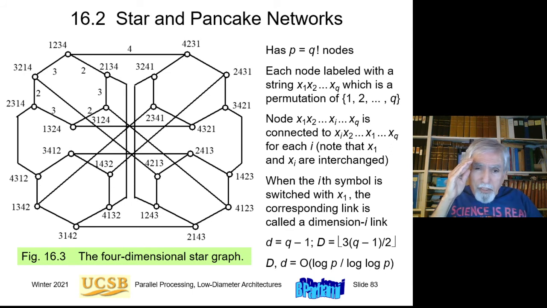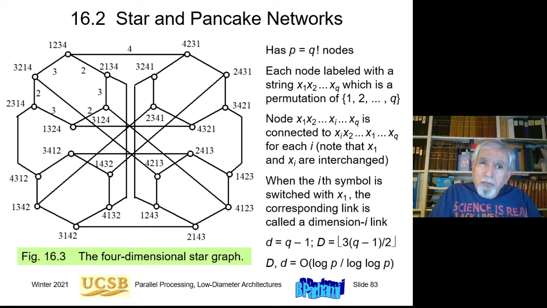So what is the connectivity rule? The connectivity rule is like this. Two nodes are connected if the label of one can be derived from the other one by switching the position of the first symbol and one of the other symbols. Okay, so if I switch the positions of 1 and 2, I get 2, 1, 3, 4. That's one neighbor of that node. If I switch the positions of 1 and 3, I get 3, 2, 1, 4. That's another neighbor. If I switch the positions of 1 and 4, I get 4, 2, 3, 1. That's the third neighbor.